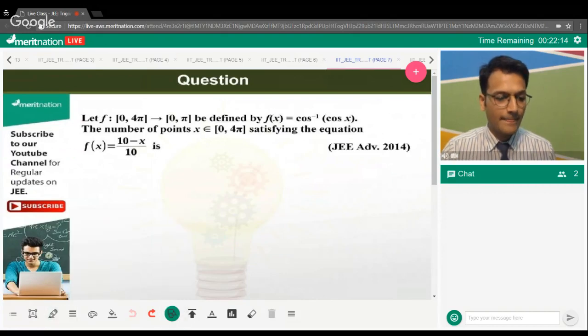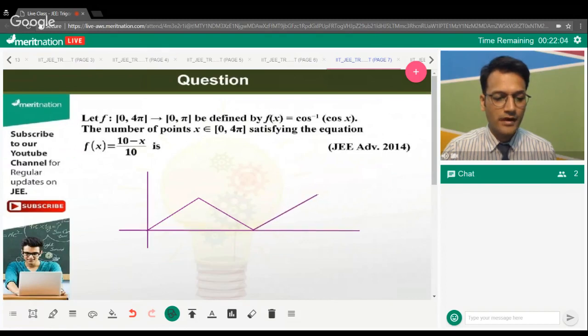It's simple, cos inverse cos x. I hope you know about the graph of it. Okay, let's just move on.